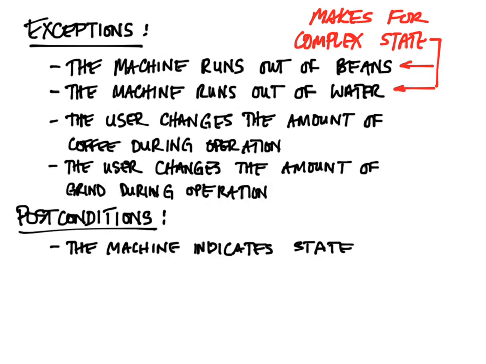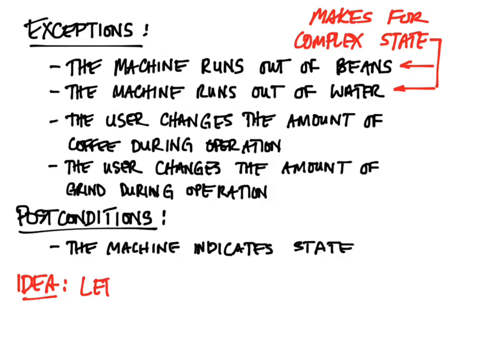So these exceptions make for a really complex state of the system. So we have to constantly be monitoring how much beans we have while we're grinding the beans. And then what happens if we run out of beans while we're grinding? So this means that we're going to need to have a lot of exceptions that are part of the design of the operation of the machine. We can also think here, with the machine runs out of water, that we might need to immediately stop what's going on. So this also makes our design a little bit more complicated.